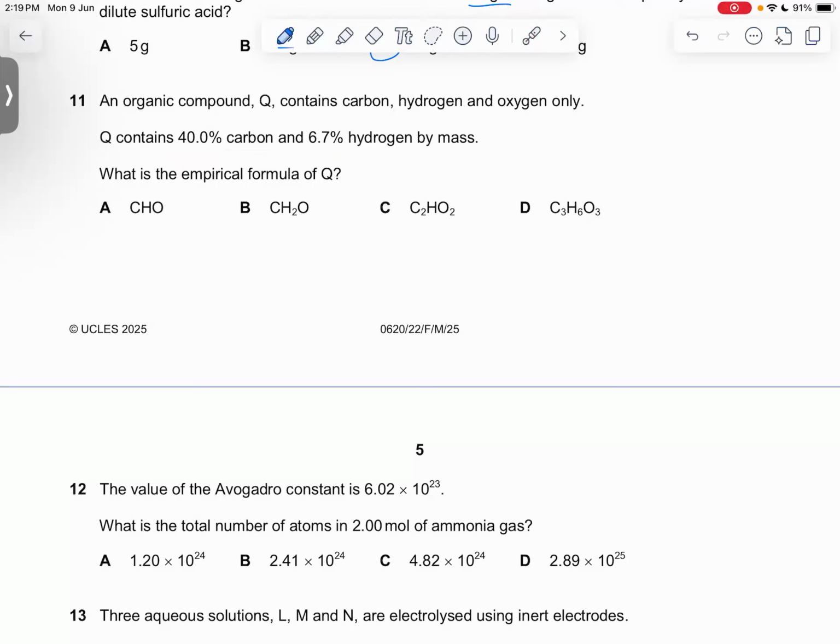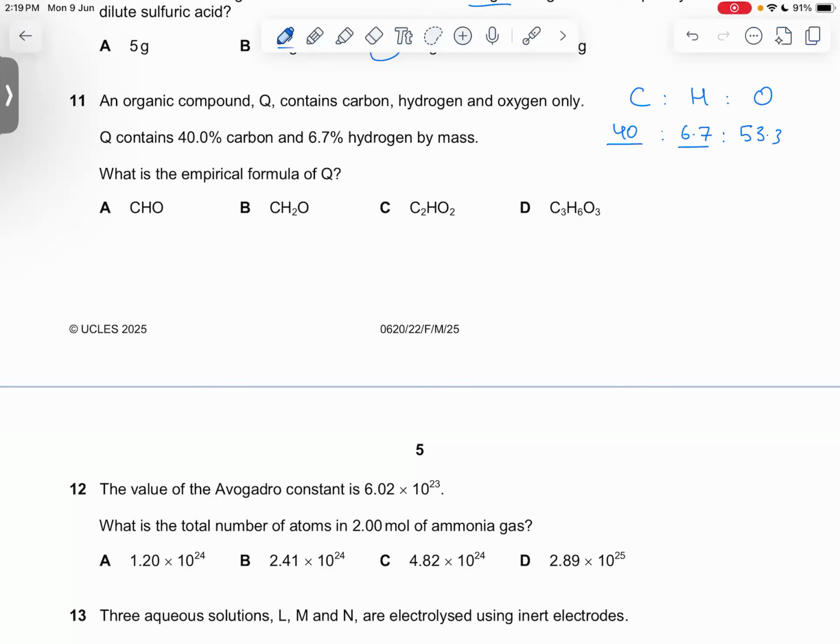All right, the empirical formula goes like this. Basically, you have to have the elements that are mentioned in a ratio. It contains carbon, hydrogen, and oxygen only. Out of it, 40% is carbon and 6.7% is hydrogen. They haven't told us how much percent oxygen is, but we can subtract 40 and 6.7 from 100 to get the percentage of our oxygen, which is 53.3.